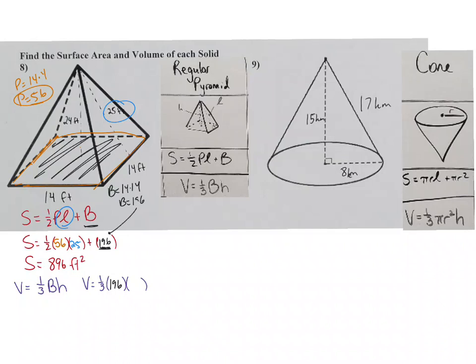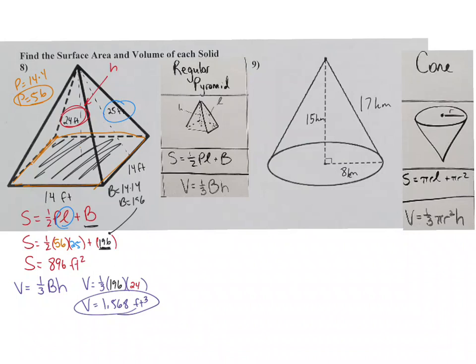Now the height is 24. This is h. That's what we have to use for this one. So I just type in my calculator 1/3 times 196 times 24. Volume is 1,568. So my volume is 1,568, and it is cubic feet. All right? Because remember, volume is capacity.